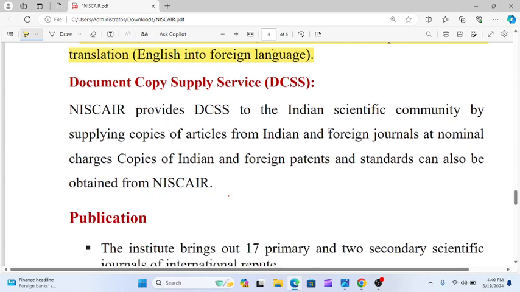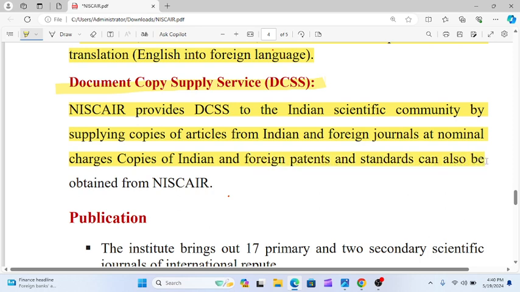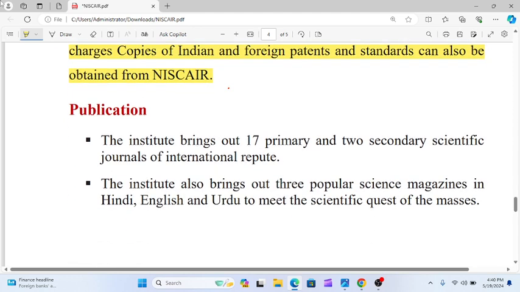Document Copy Supply Service, DCSS. NISCAIR provides DCSS, which means Document Copy Supply Service, to the Indian scientific community by supplying copies of articles from Indian and foreign journals at nominal charges. Copies of Indian and foreign patents and standards can also be obtained from NISCAIR. So what are the important publications?